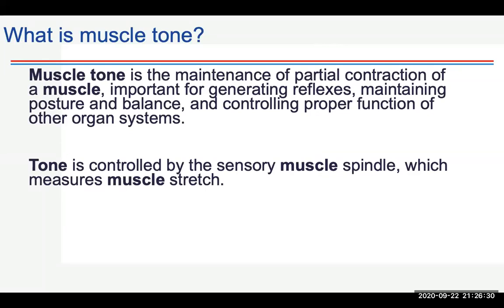Muscle tone is the maintenance of partial contraction of a muscle, and this is important for generating reflexes, maintaining posture and balance, and controlling proper function of other organ systems. So a lot of your smooth muscles in your intestinal tract are under partial contraction as they're constantly moving waste and food products along your digestive tract. Also, the muscles in your back are partially contracted at all times to help maintain posture, to help you sit up and stand. Tone is controlled by the sensory muscle spindle, which measures muscle stretch.